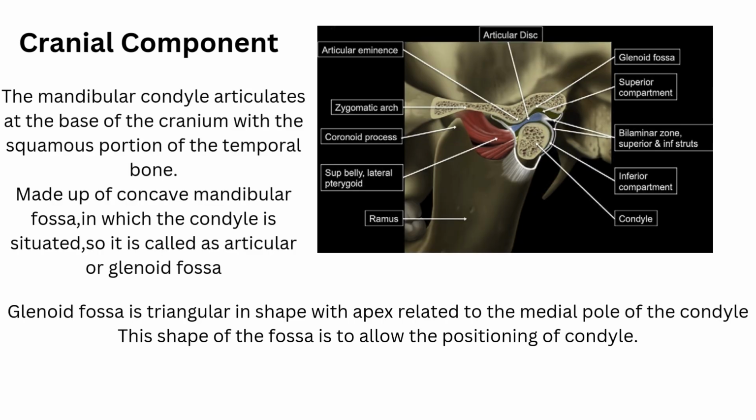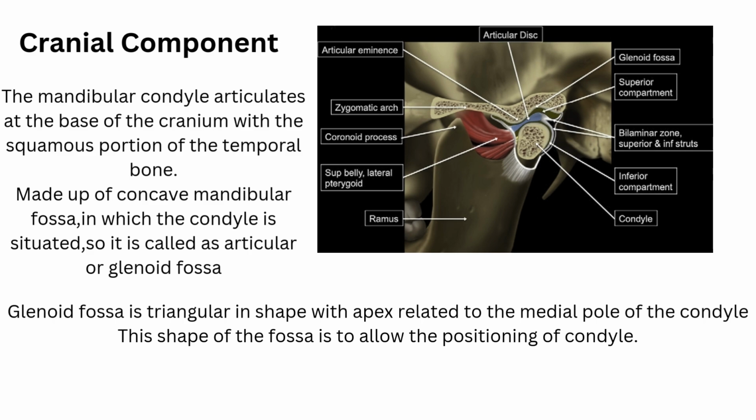The cranial component of the TM joint is the area where the mandibular condyle articulates. This is situated at the base of the cranium. If you have seen the skull, you'll know that it is exactly located at the squamous portion of the temporal bone. So your mandibular fossa is present at the base of the cranium, in the squamous portion of the temporal bone. It's a concave mandibular fossa, and the condyle is situated in it. That is why it is also known as the articular or glenoid fossa.